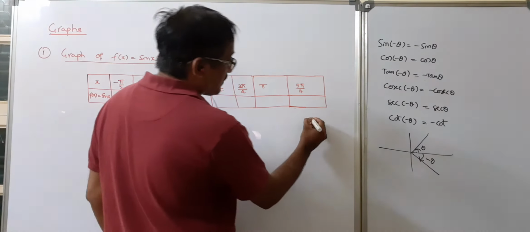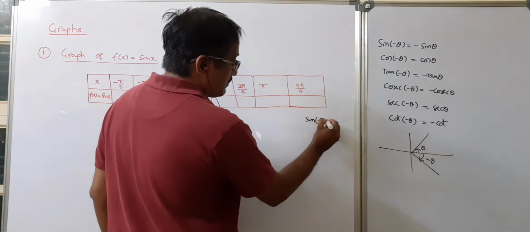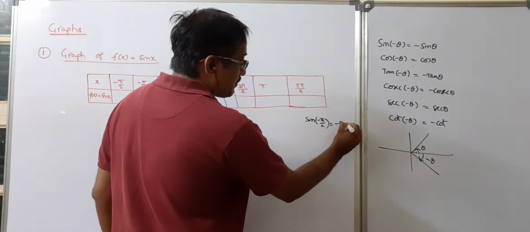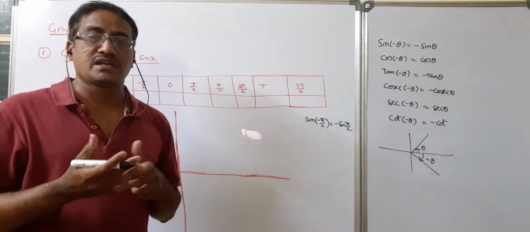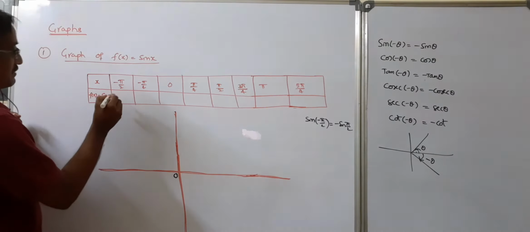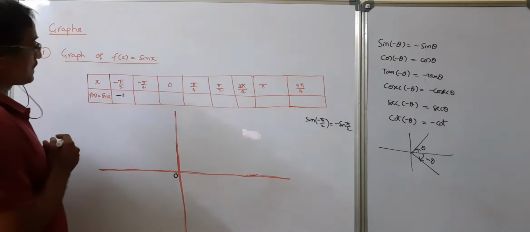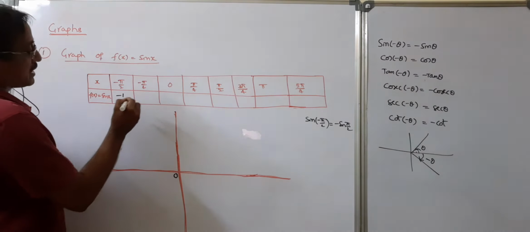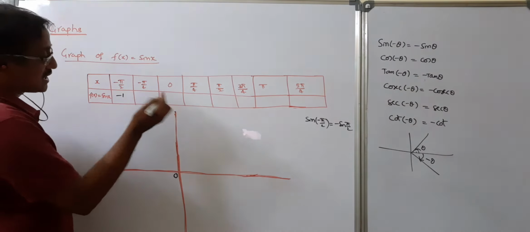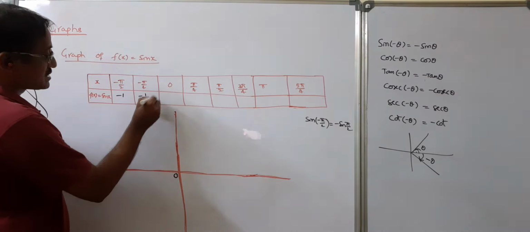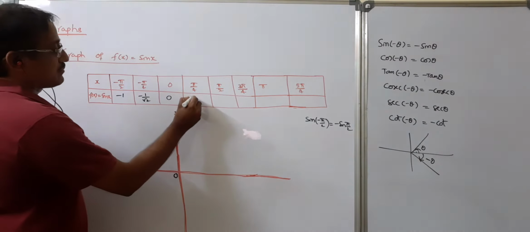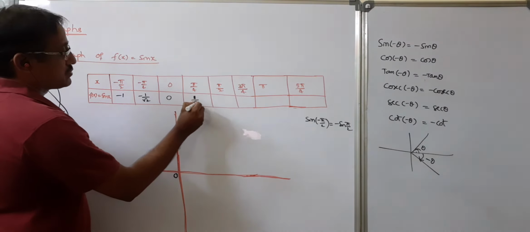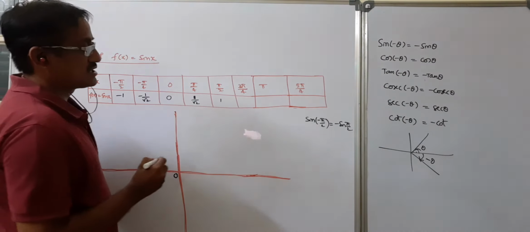Sine of minus pi by 2 will be minus sine pi by 2. Sine pi by 2 is obviously 1. Sine 90 degrees is 1. So you will get minus 1. And sine of minus pi by 4 is minus sine pi by 4. So you will get minus 1 by root 2. Sine 0 is 0. Sine pi by 4 is 1 by root 2. Sine pi by 2, sine 90 degrees, is 1.